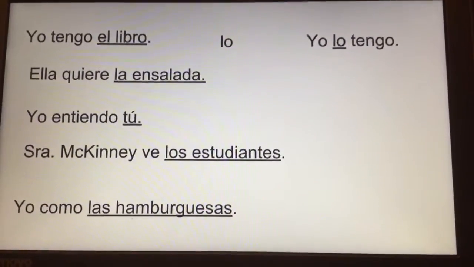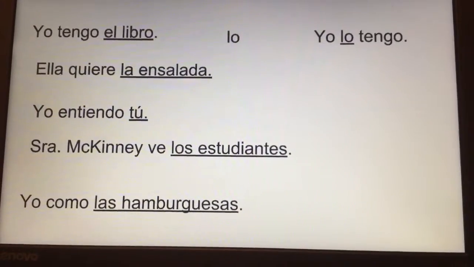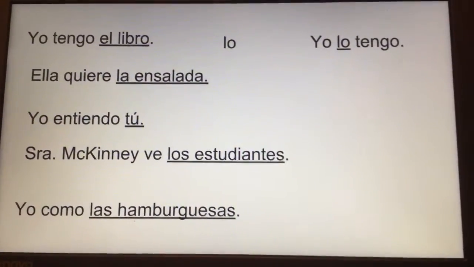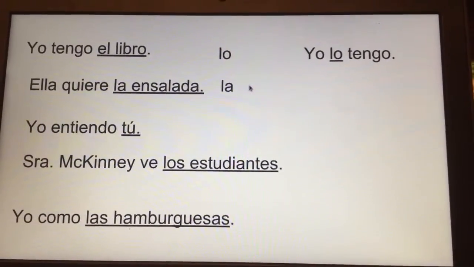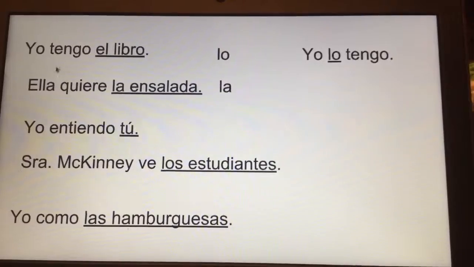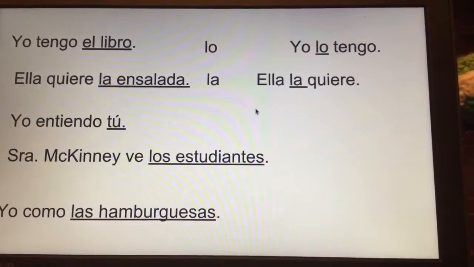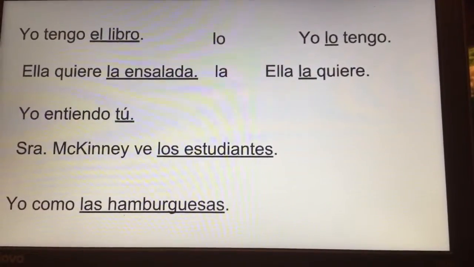Second example, ella quiere la ensalada. La ensalada, again, not a person, replace it with the word it. But this one's feminine, so I'm going to use the word la. I'm going to put la before the verb, which is quiere. I now have ella la quiere. Instead of she wants the salad, now she wants it.